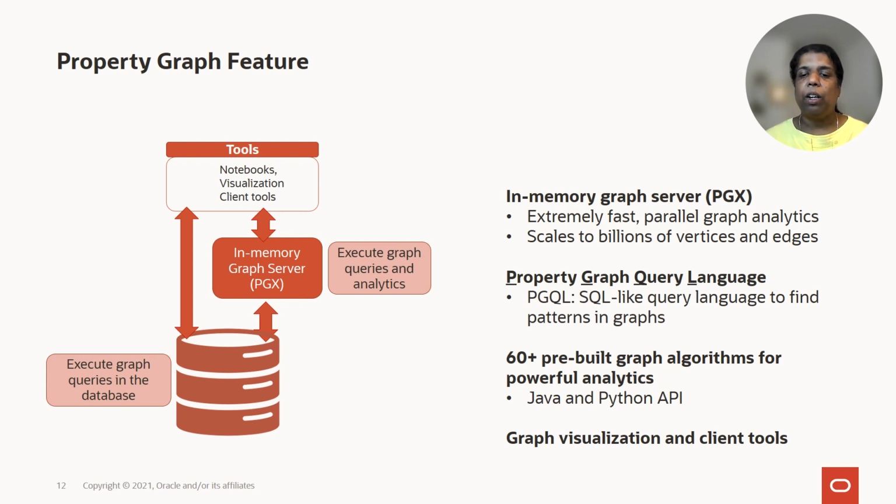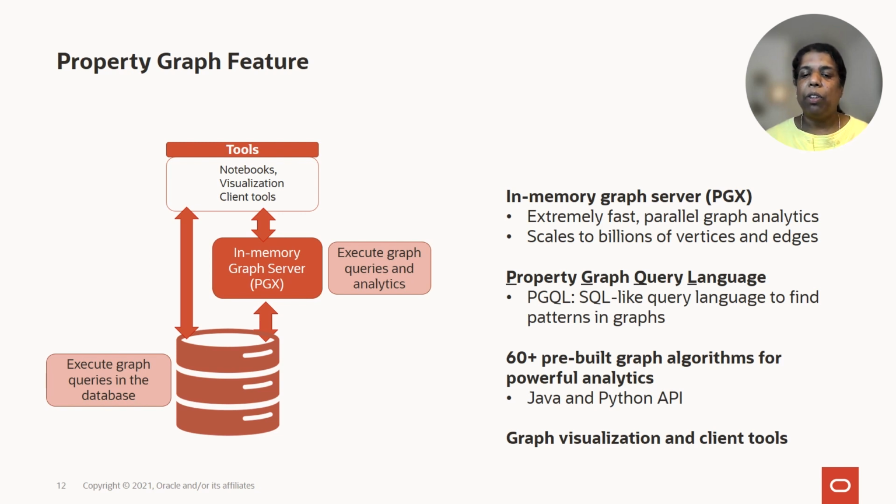The feature also includes a property graph query language, which is a SQL-like language for querying graphs. But when you query graphs, you need the ability to specify a graph pattern. You need the ability to specify a cycle or a path or any other pattern. And that is what the property graph query language gives you. This language is aligned with the SQL PGQ standard that's being worked on by the SQL Standards Committee, and we're planning to support that standard when it becomes available.